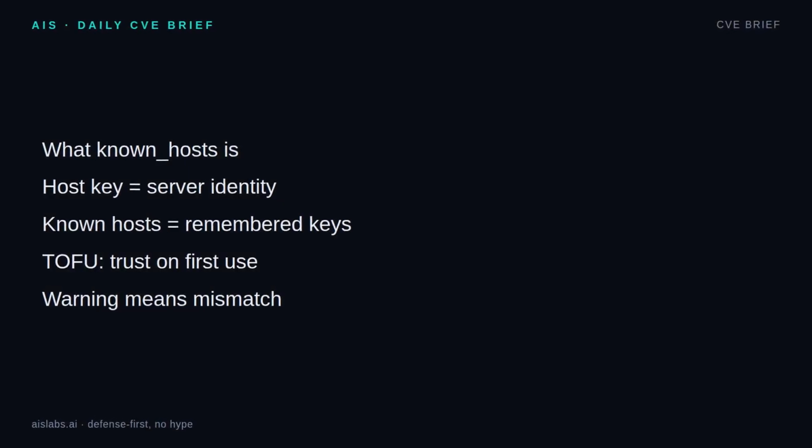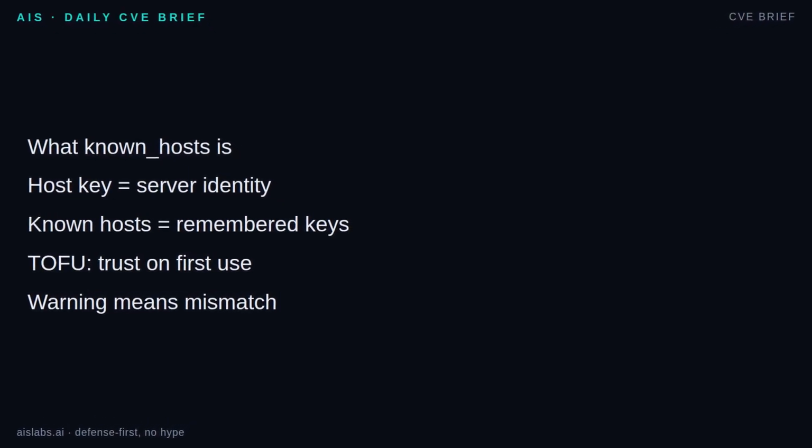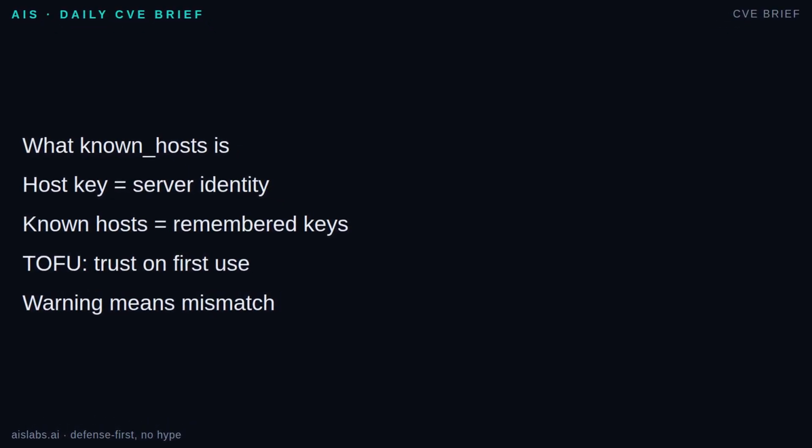A host key is the server's identity key. It is not your login key, and it is not the same as the public key you put in authorized_keys. The SSH server has its own private host keys, usually under /etc/ssh, and it proves possession of one during connection setup. Your client stores the matching public key in known_hosts. That gives SSH memory. The first time you connect, there is no memory yet, so you make a trust decision. That model is called TOFU, trust on first use.